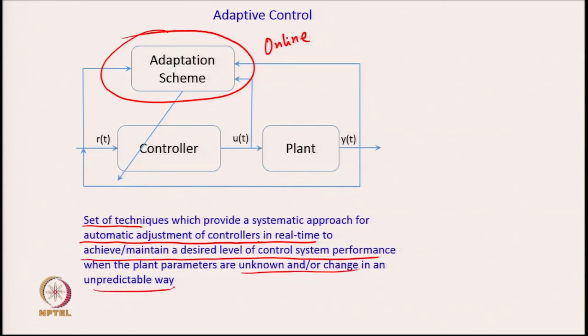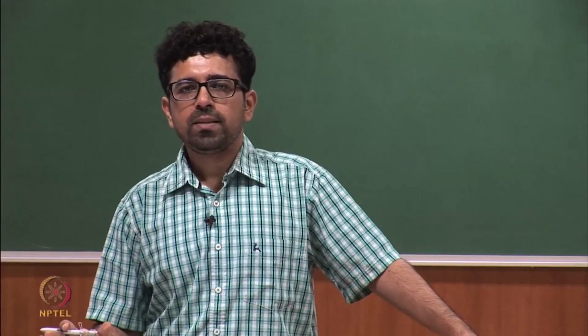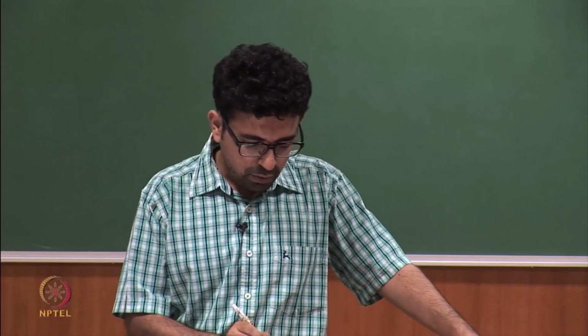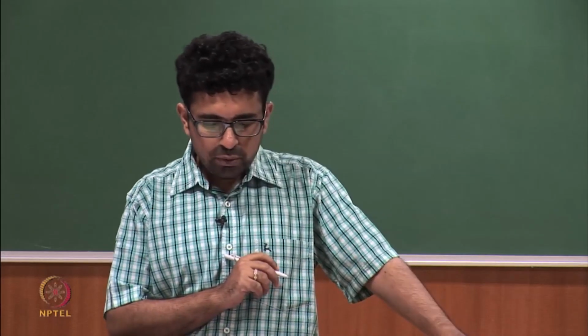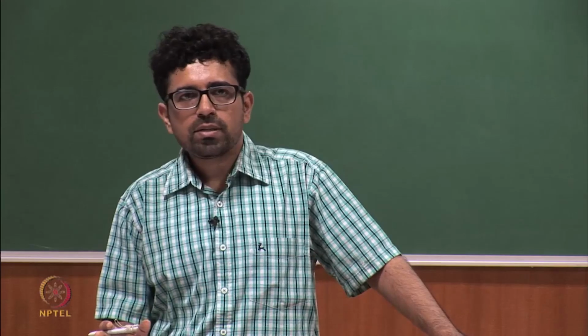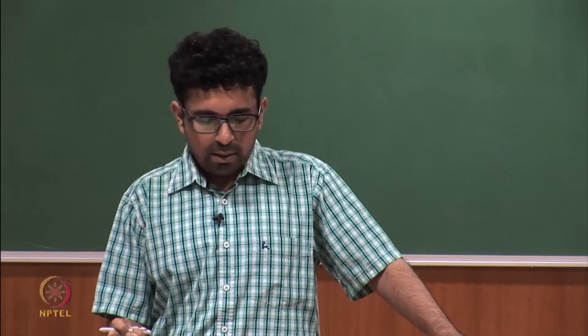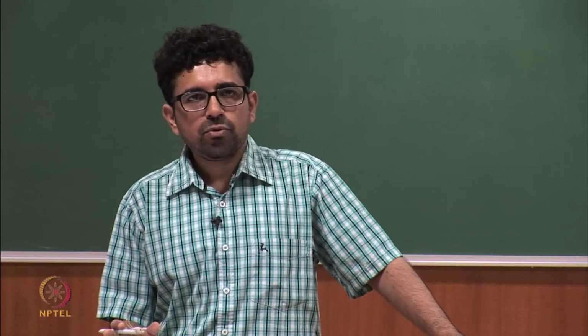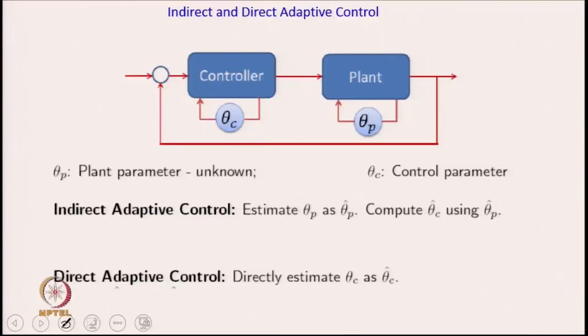So, this is just a statement which explains the entire idea behind adaptive control. Okay. So, now I move on to the different flavors of adaptive control. Adaptive control comes in two main flavors. One is the indirect adaptive control and the other is the direct adaptive control. So, I want to talk about them in brief.